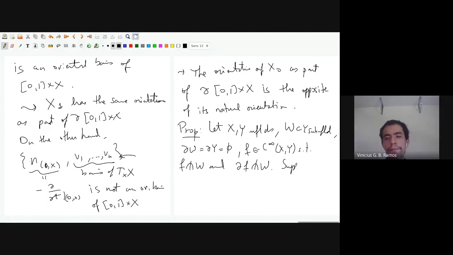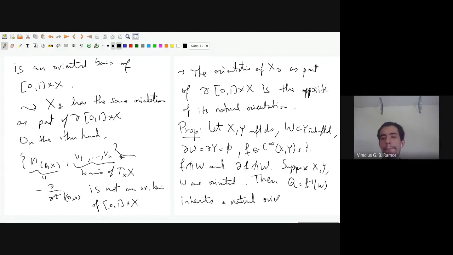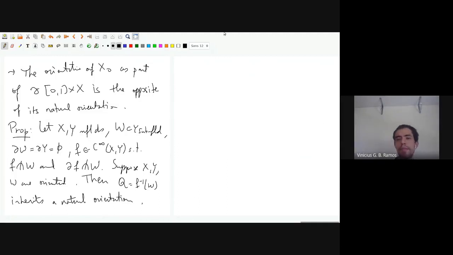So now suppose X, Y, and W are oriented. Then the preimage of W inherits a natural orientation. Okay, so the spirit of this proposition is the same as before, but I think it's instructive to actually prove it with you guys.